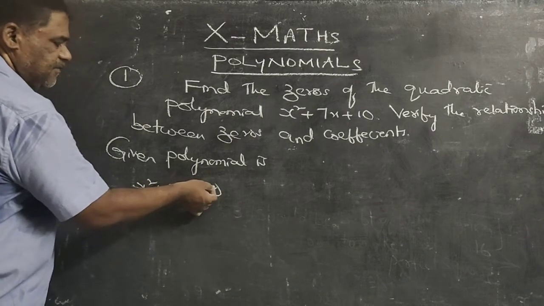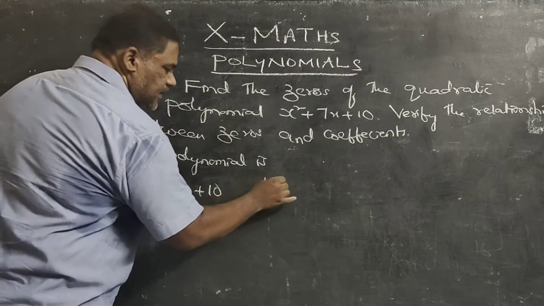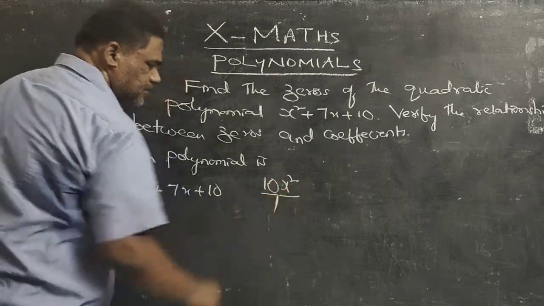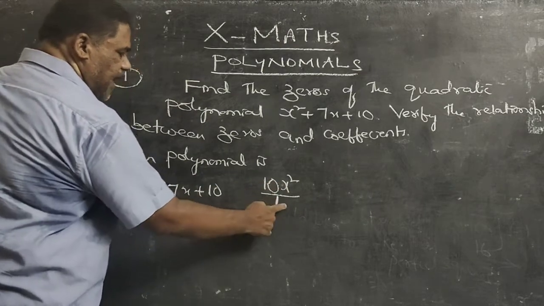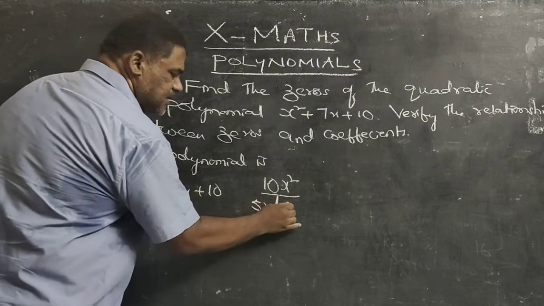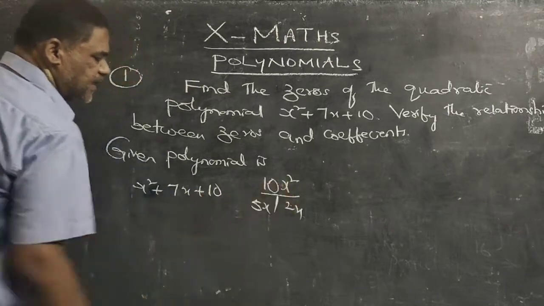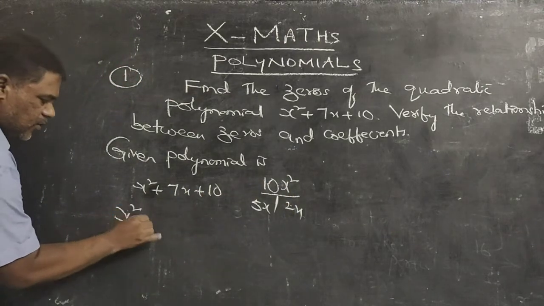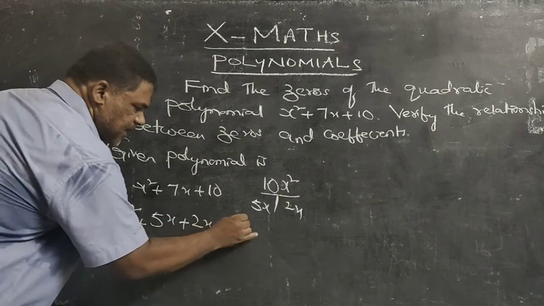In factorization we will multiply the last term with first term. 10 into x square, 10x square. Divide this 10x square into two factors. On adding the two factors we should get the middle term. So it is 5x, 2x. If you add it is 7x. If you multiply it is 10x square. So x square plus 5x plus 2x plus 10.